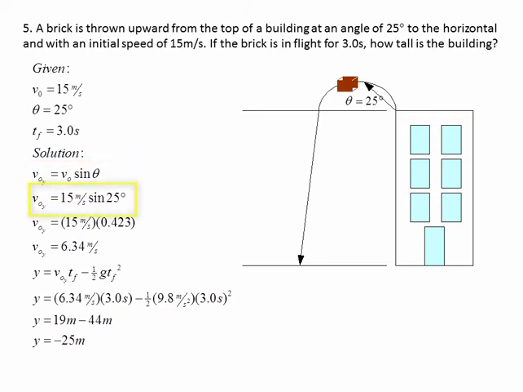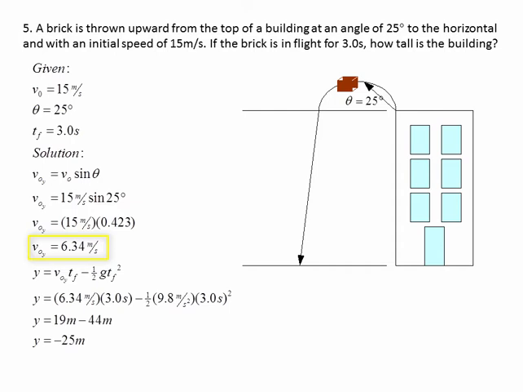We know that the initial velocity was 15 meters per second, and we know that the angle at which it was thrown was 25 degrees. So the sine of 25 degrees gives us 0.423, and we multiply that times the initial velocity of 15 meters per second. So we have the upward component at the 25 degree angle that the brick is moving, the velocity it's moving at: 6.34 meters per second.